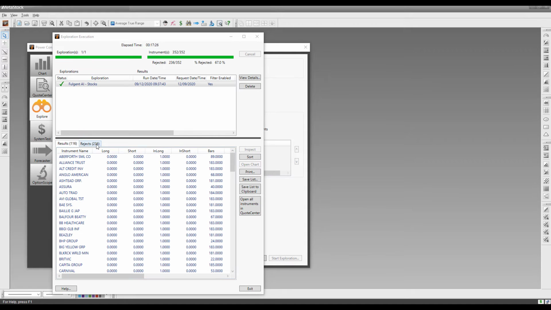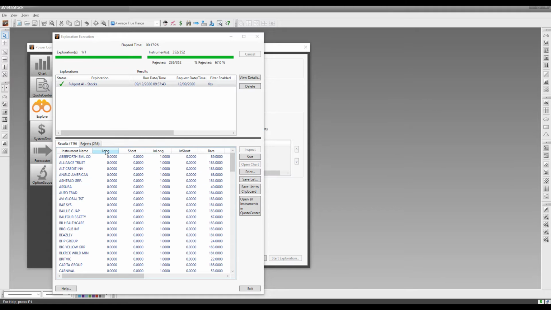We've got 236 rejections, which means there wasn't a particularly good signal based on the AI, and we've got 116 signals where the AI has identified a trade over the last couple of weeks and months. So the 2 columns here are in a long, in a short. In a long is where the AI is in a long position already, and it tells you the bars there, how many days, how many bars old that particular trade is.